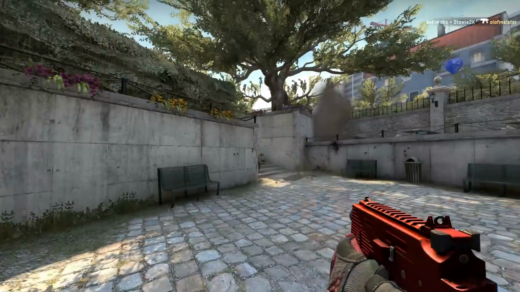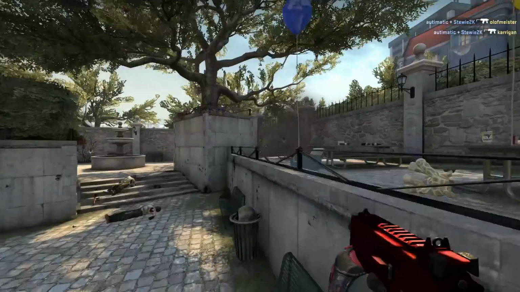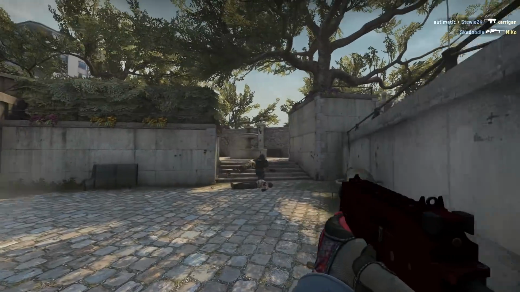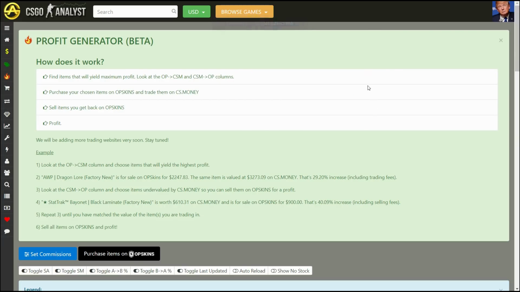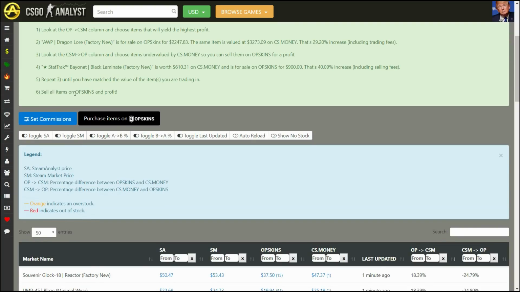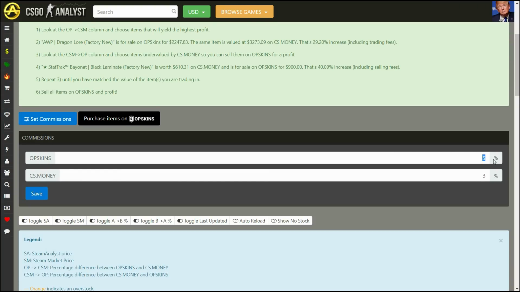Now, the site is incorporating the sales tax that you're paying into these columns, and the level of tax can be manually edited, but by default, it assumes that you've got an OPskins membership and that you've gotten the 2% username discount on CS Money. Now, the CS Money discount is free, so that's quite easy to get, but the OPskins discount costs money.